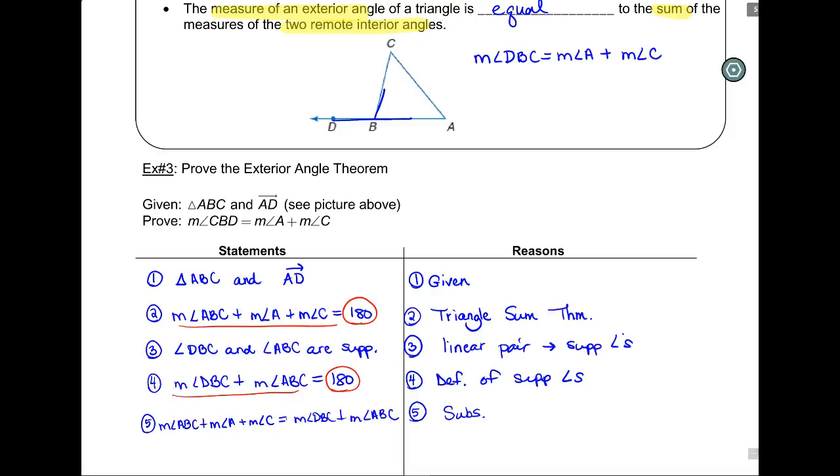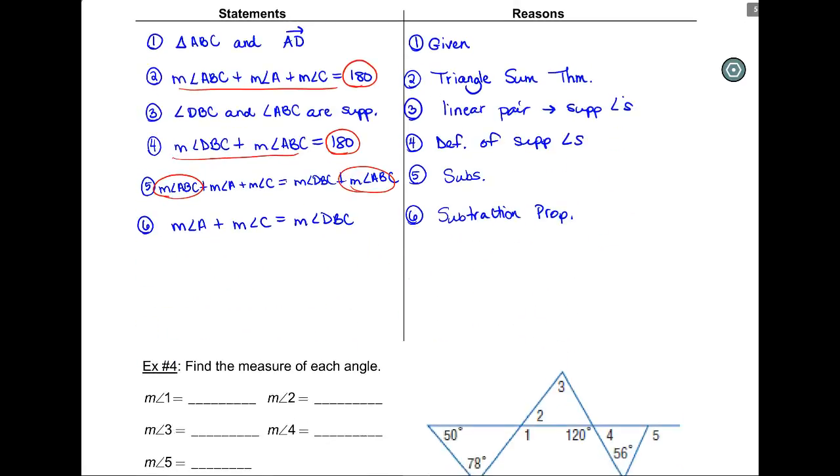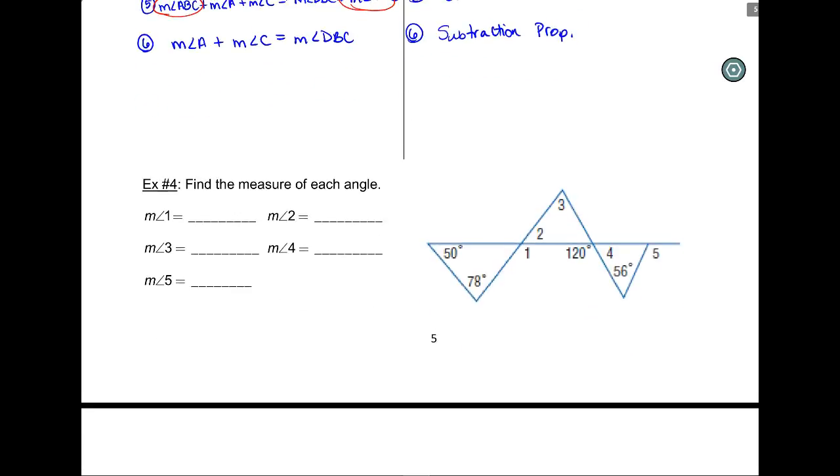Now, what do we notice that we have on both sides? We have the measure of angle ABC. So if I subtract that from both sides, I will get measure of angle A plus measure of angle C equals measure of angle DBC. That's subtraction property of equality. And so therefore, things are kind of switched around a little bit, but basically using symmetric property, I could switch that around. Measure of angle CBD equals measure of angle A plus measure of angle C.